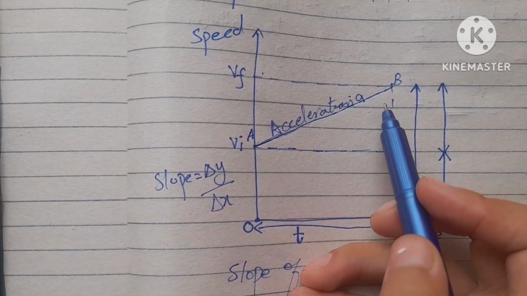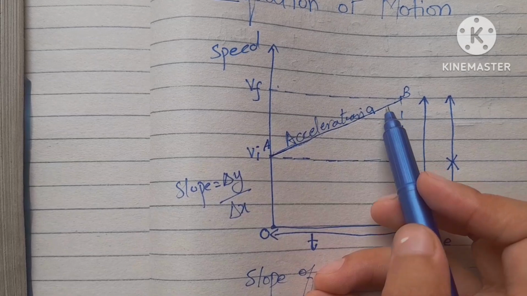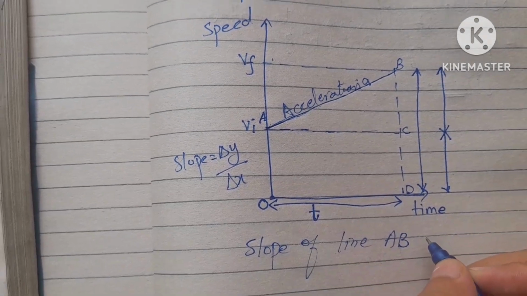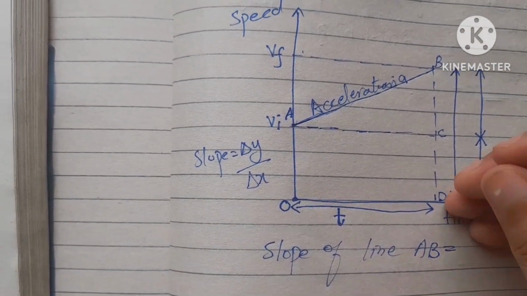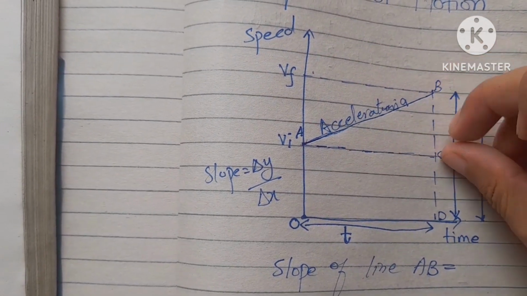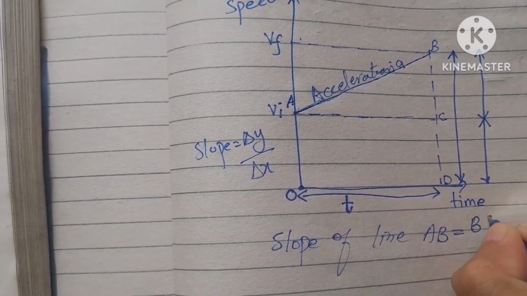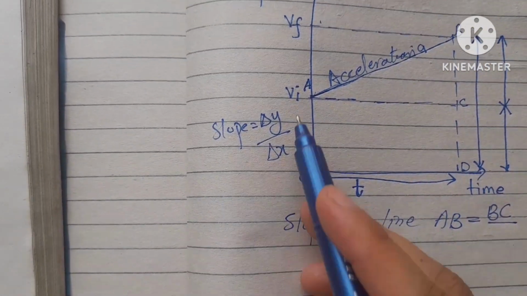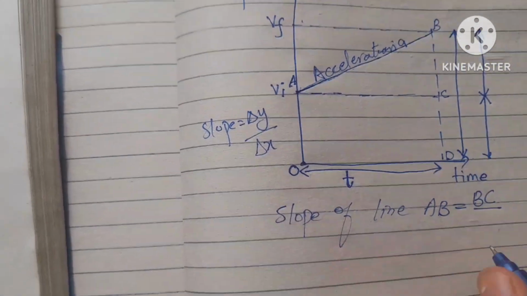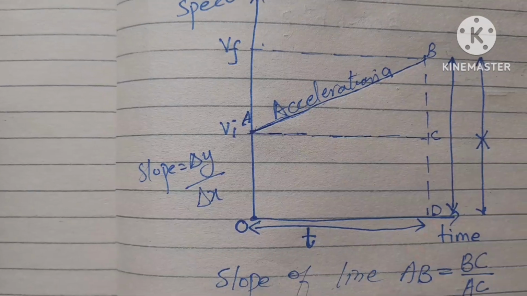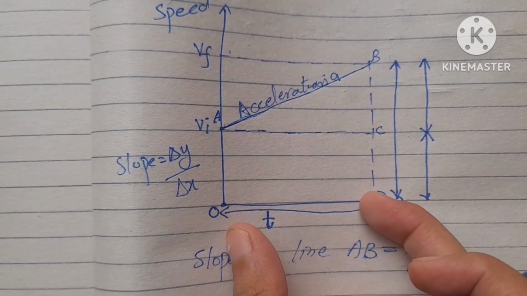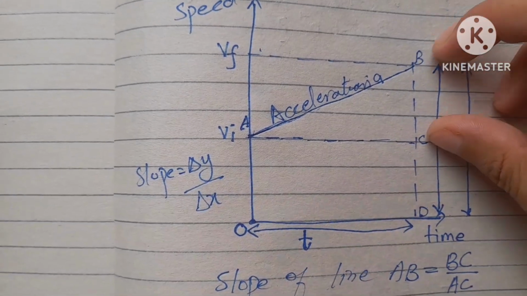Okay, and for the first equation of motion we consider this portion only. The slope of line AB is equal to the change in y, and this is the y-axis, so the change in y is BC, divided by the change in x, and this is the x-axis, so the change in x is A to C. As we know, this AC is equal to this OD.